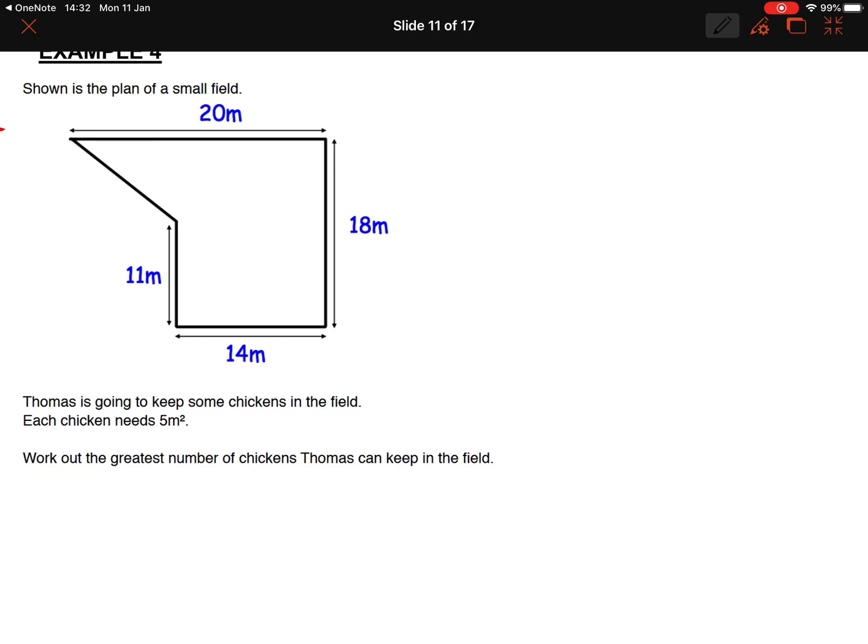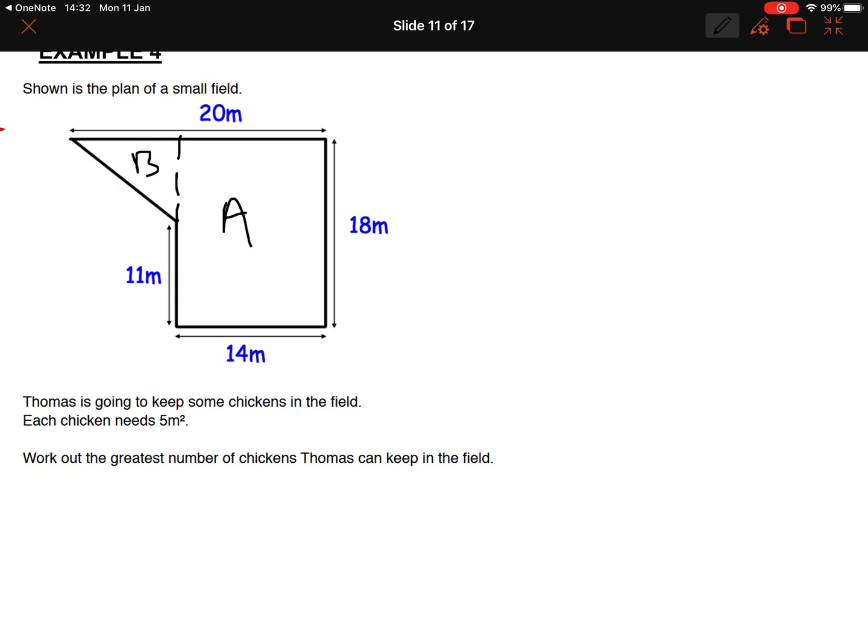Okay, now something like this may appear in a calculator or a non-calculator paper, all right? So I'm going to try and attempt to do it without a calculator, all right? Now, splitting the shape up, you should see that we've got a rectangle here, which I'll call A, and a triangle called B, okay? So what we've got here is this, okay?